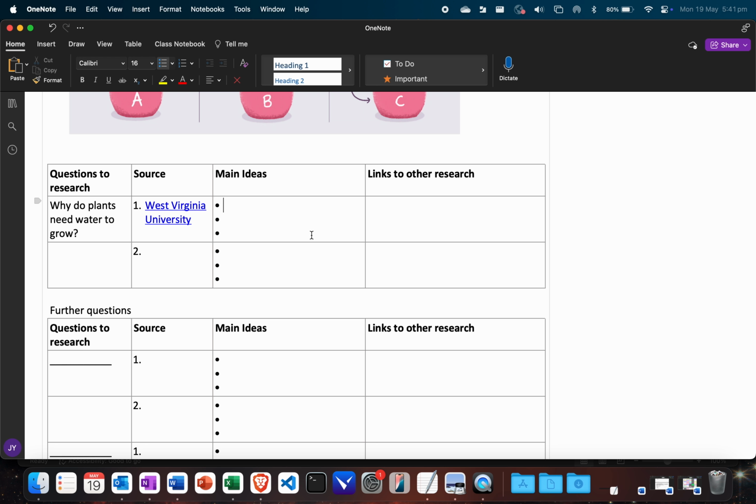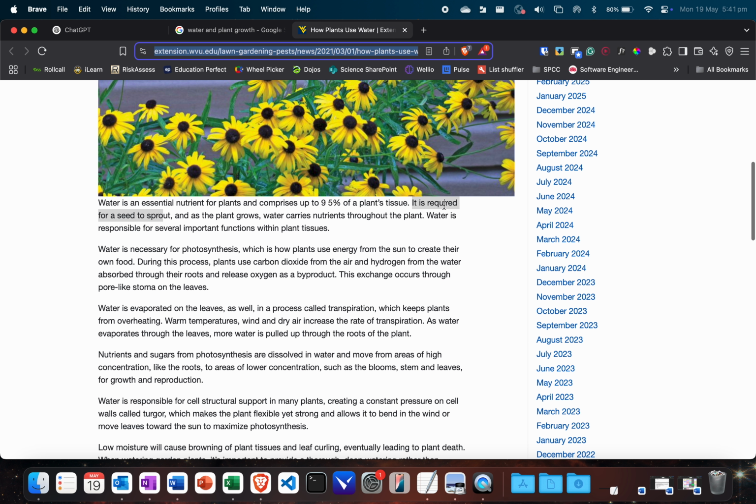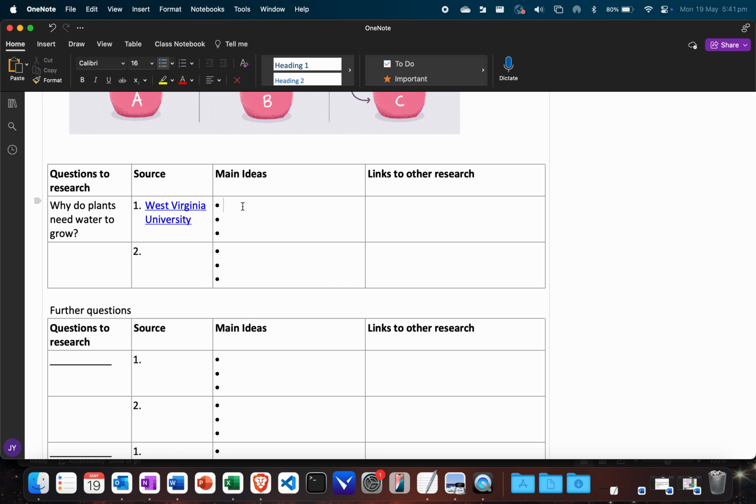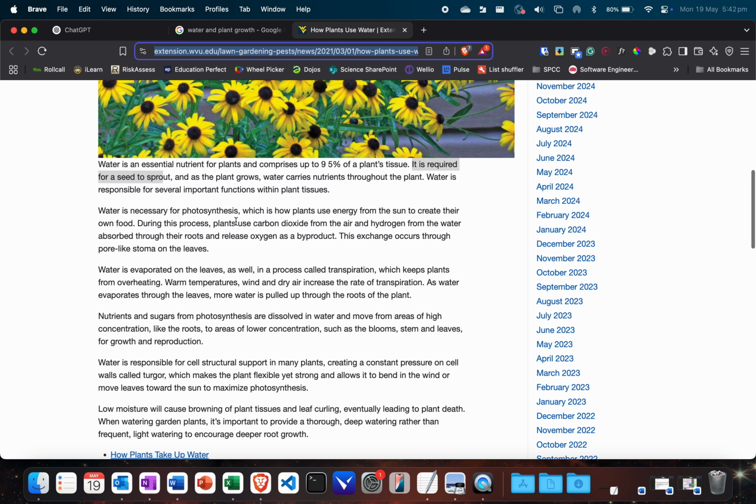Okay, so the main ideas. Okay, first one, it is required for a seed to sprout. Okay, so I'm going to write that one down. It is required for a seed to sprout. Oh, my spelling. I hope yours is better than mine. All right, let's look for another one.